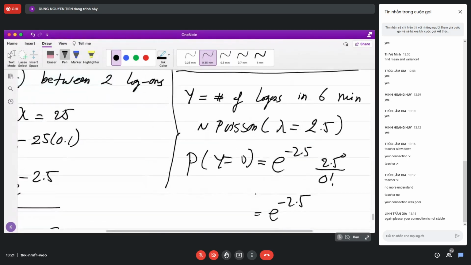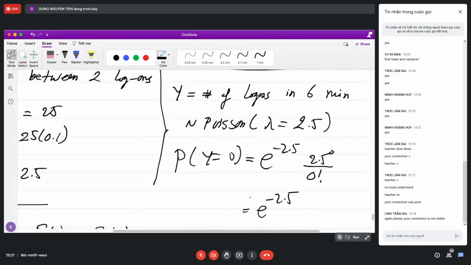Okay. Then you want to find the probability that there are no logons during that period. So you want to find the probability that the number of logons in 6 minutes is 0, that is, the probability that y equals 0. And that is e to the power minus 2.5 times 2.5 to the 0 over 0 factorial. In this case, I don't use the exponential distribution. I only use the Poisson to get that answer. Is that clear?